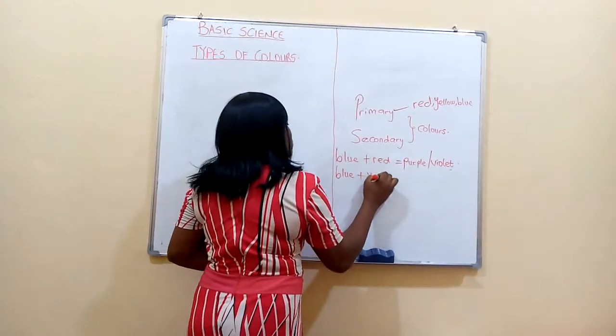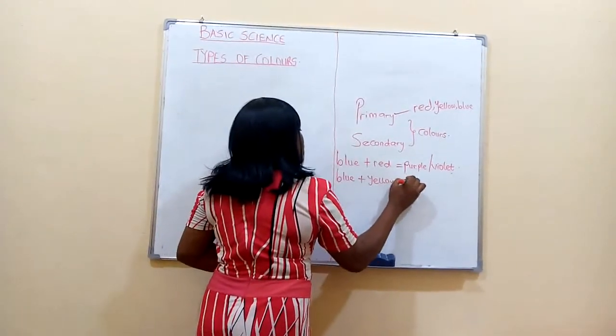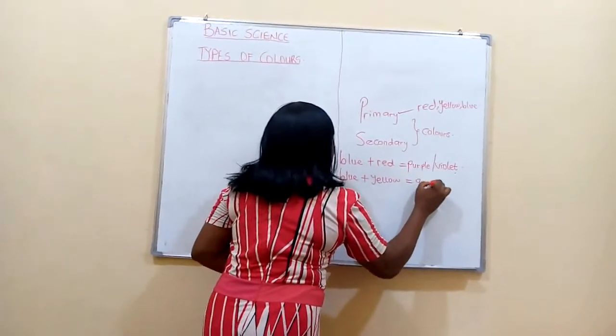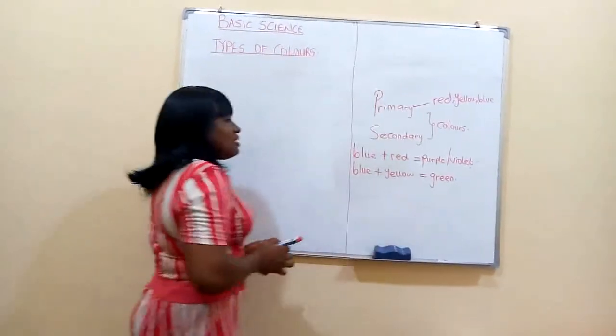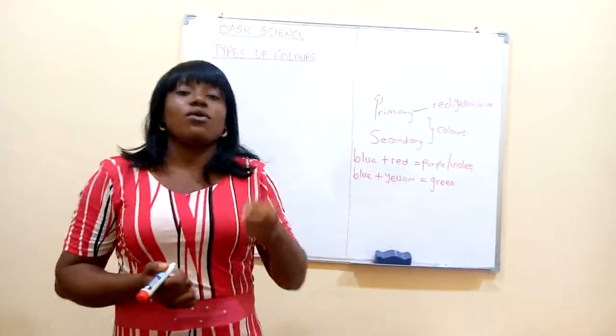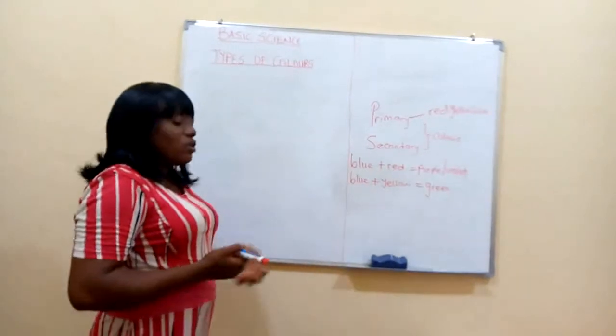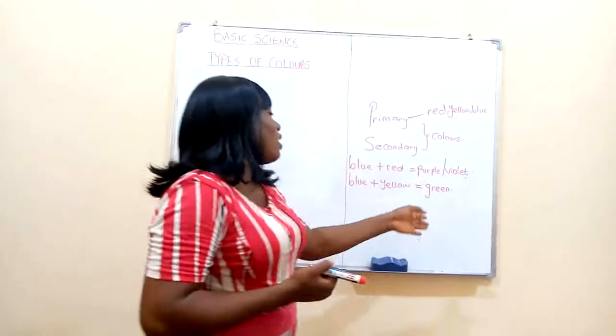Alright? Now, the next secondary color that we can get when we add two primary colors is blue plus yellow will give us the color green. Yes. I know a nice friend is saying yes. Green. Yes. Blue plus yellow will give us the color green.